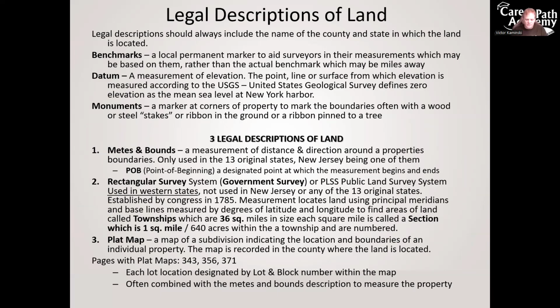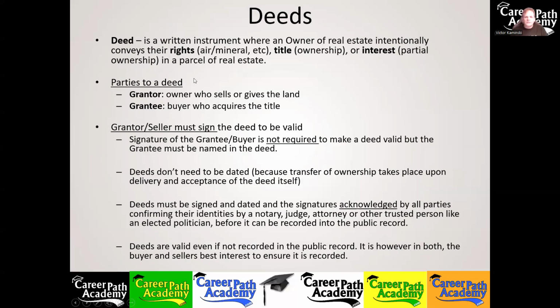Anyone need more time to try to take a picture of this or screenshot? Okay. So that concludes the legal descriptions of land and the surveying. Now we're going to go over deeds.